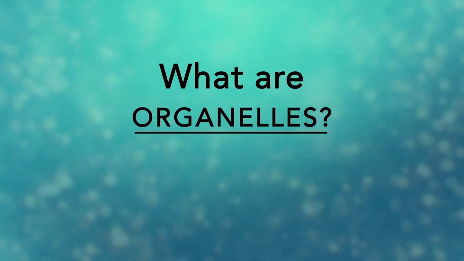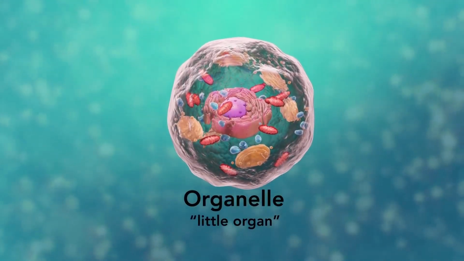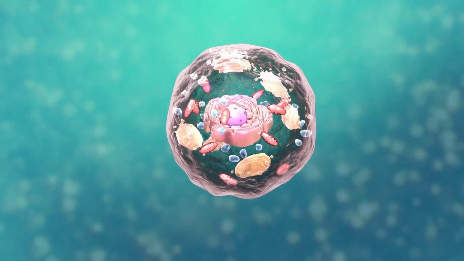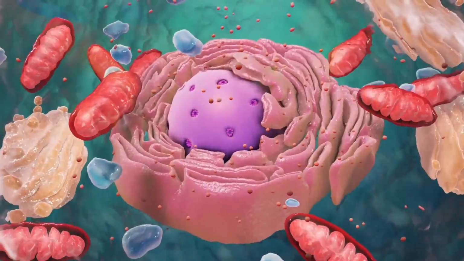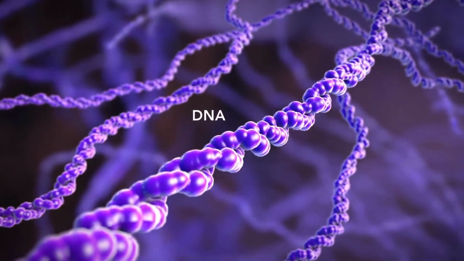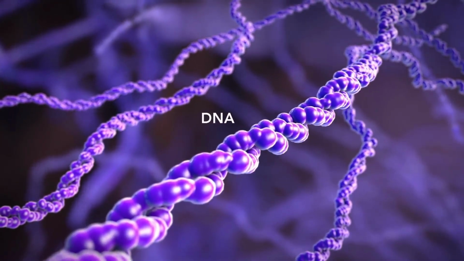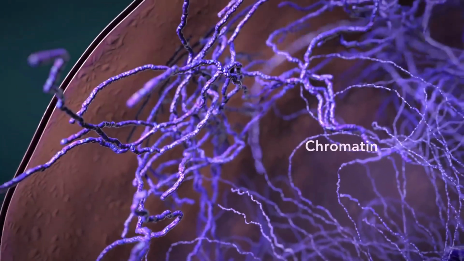Organelle means little organ. Organelles are the specialized parts of a cell that have unique jobs to perform. Let's start with the nucleus, the control center of the cell. The nucleus contains DNA, or genetic material. DNA dictates what the cell is going to do and how it's going to do it.